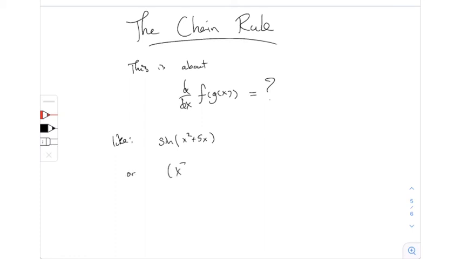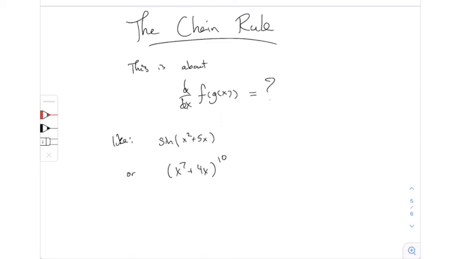Or something like this: x to the 7 plus 4x, all to the 10th power. This one looks a little different. Here I think it's clear: I have this function which comes first and then this other function which is inside of it. Here it's still a thing inside of another thing, but the inside is written first and the outside is over here. In this case we have this polynomial which is stuck inside of a 10th power.